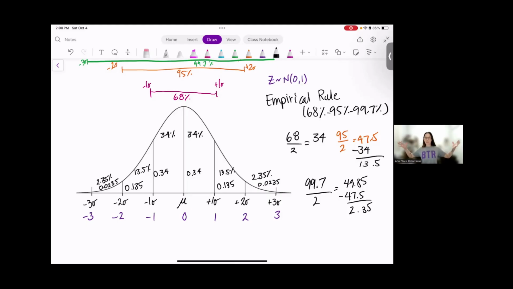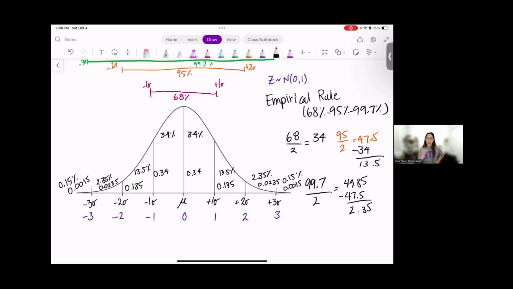Okay, so 100 is the whole distribution. So outside those values of 99.7, that is 0.3%. 0.3 cut in half is 0.15%, or as a decimal, 0.0015. Don't mix and match your decimals and your percents. Use one format and stick with it.